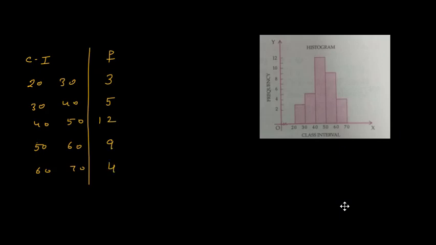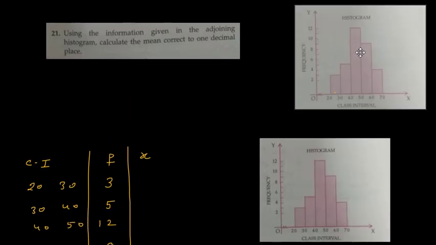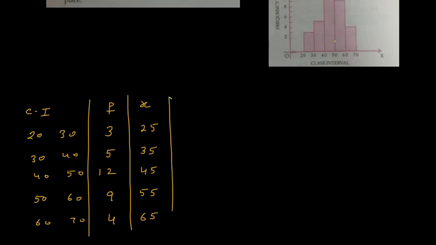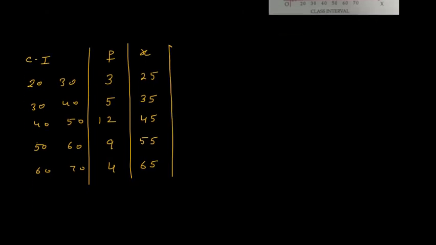The column for X, in the problem nothing is mentioned. Okay, so let us put it at its place. For X we will take the average, so it is 25, 35, 45, 55 and 65. Okay, now here there is no need to go for the shortcut method.